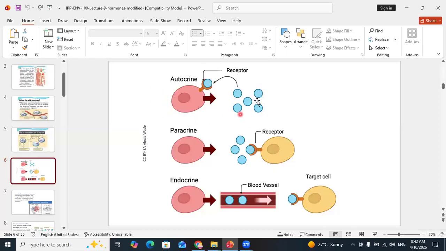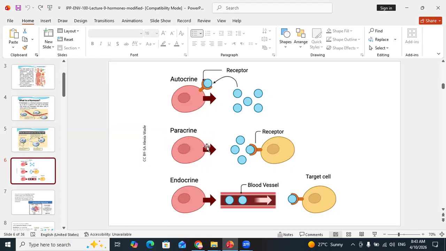One is autocrine. What you can see, there is a secretory cell. This secretory cell is producing the hormone, and what we are noticing, this hormone is binding itself to the same cell. So this situation is known as autocrine gland. What is an autocrine gland? The gland is producing hormone. The hormone is binding to the receptor on the same cell and performing its job. Can you see it? Yes, okay.